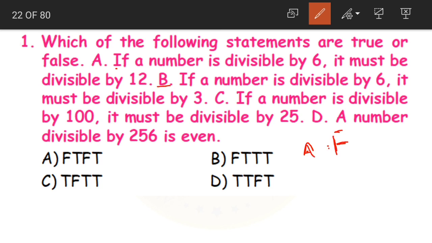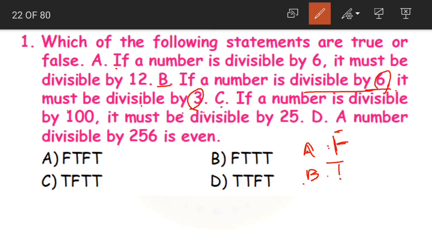Coming to B, if a number is divisible by 6, it must be divisible by 3. Yes, B is true. If you remember the divisibility rule for 6, it should be divisible by both 3 and 2. That is only when the number becomes divisible by 6. So B is true here.